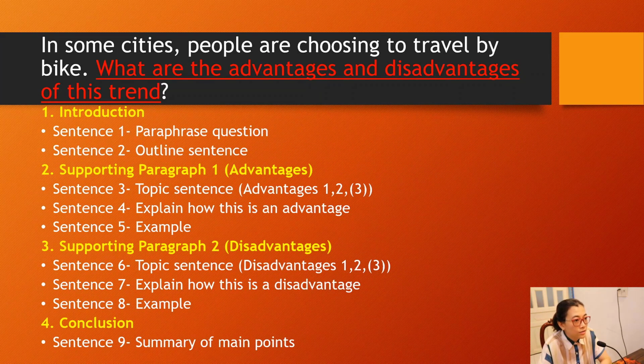Now let's work on the structure for the first type of question. Any essay includes at least 3 paragraphs. The first one is introduction. The second one is body paragraph. But for this particular question, I'm going to have 2 body paragraphs, supporting paragraph 1 and supporting paragraph 2. And the last one, that is the conclusion.